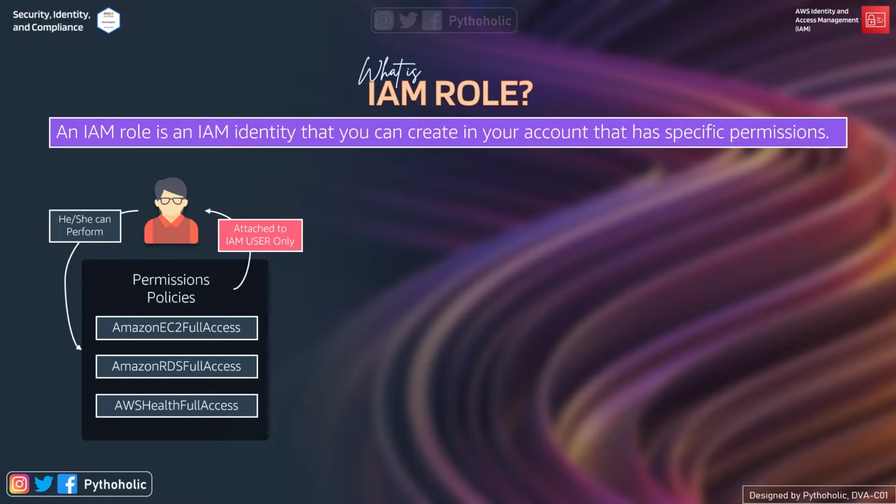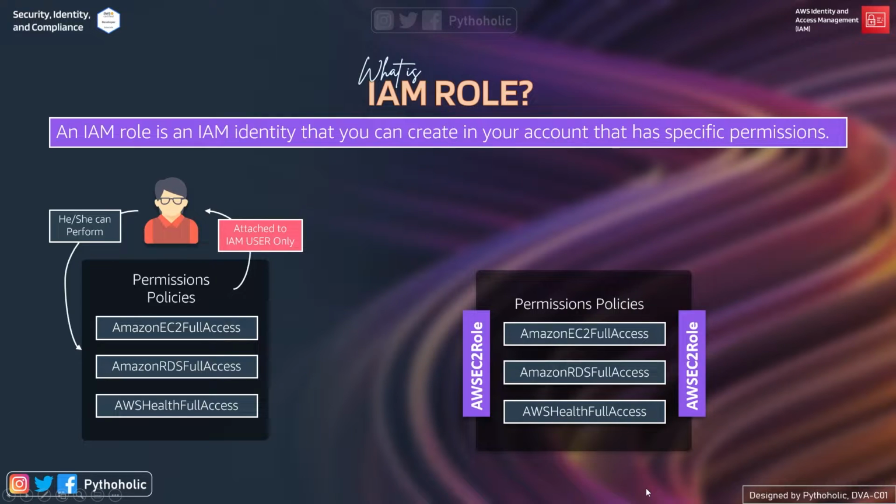Similarly, we have AWS managed policies like Amazon RDS full access and AWS Health full access. And these policies, you should always remember, are only attached to the IAM user, like you or your team members. But what if you want to have permissions for services and users themselves to perform certain operations? And that's where we create roles. For example, I can create a role with the following policies by the name of AWS EC2 role that has all these three policies attached to it.